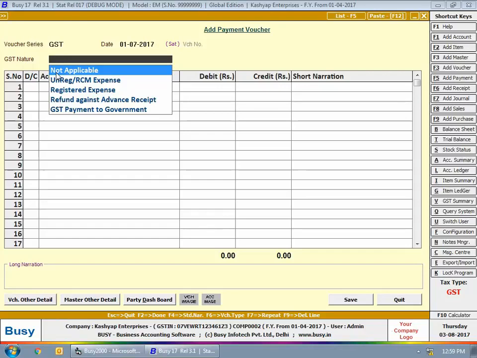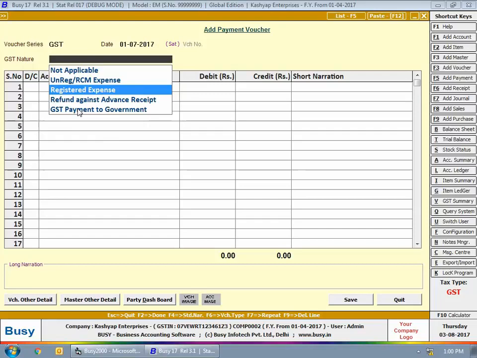Next is registered expense, like you have made expenses from a dealer who is registered and who is willing to print your TIN number on the bill. Like you have taken services from Bharti Airtel company and the company is printing your TIN number on the bill, then this is a case of registered expense.